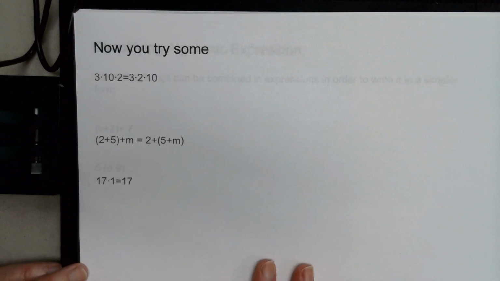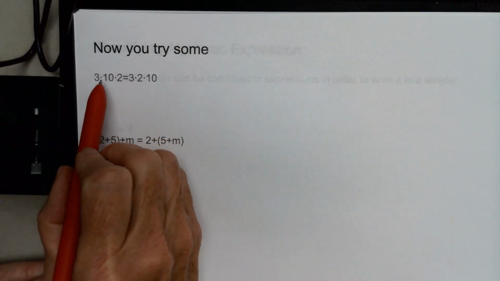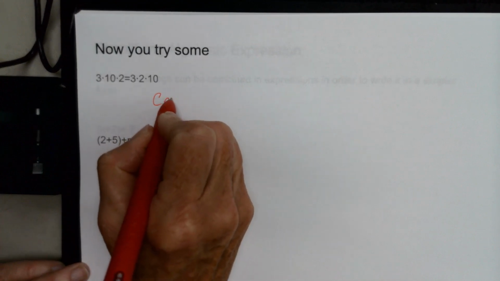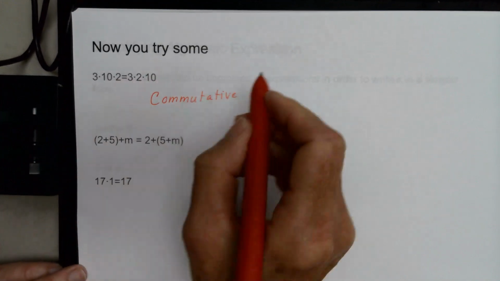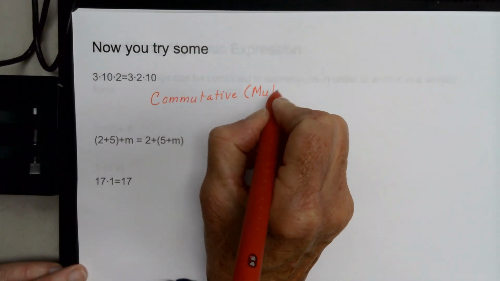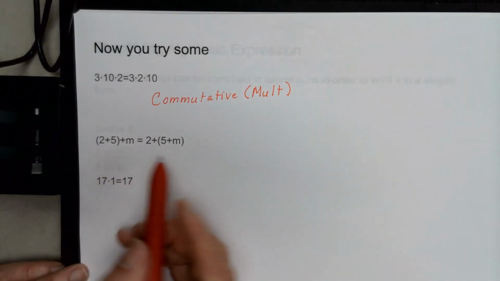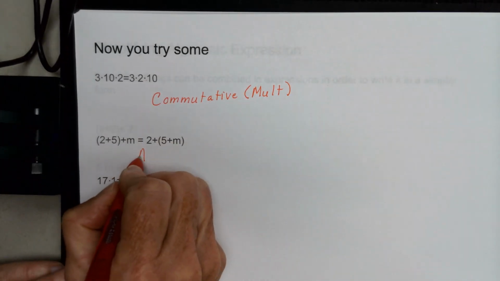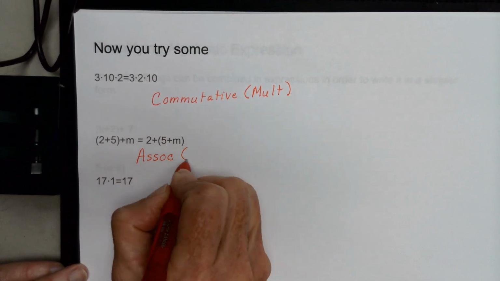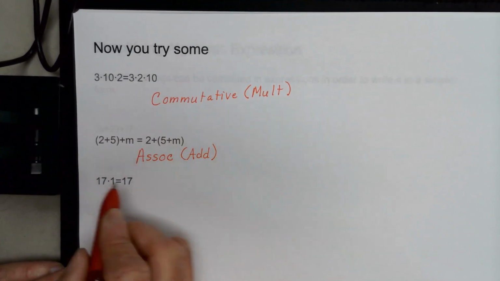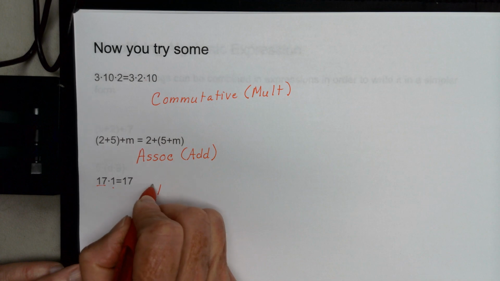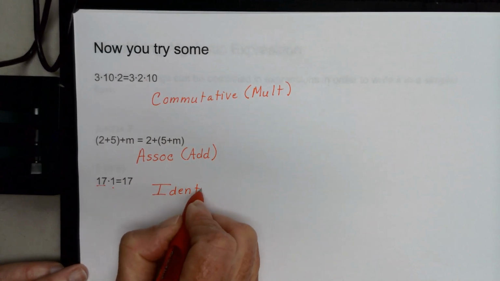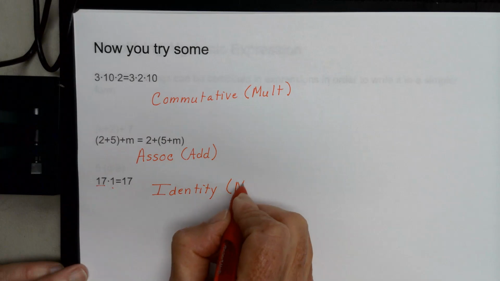Now, you try some, pause the video, and then come back and see if you got the problem correct. On this one, the order has changed, so it's commutative property, and you'll notice it's multiplication, so it's the commutative property of multiplication. This one, the parentheses has changed. It's the associative property of addition. And on this one, you take the 17, you multiply it by 1, you don't change its identity, so it's the identity property of multiplication.